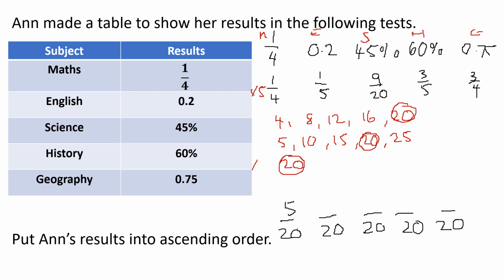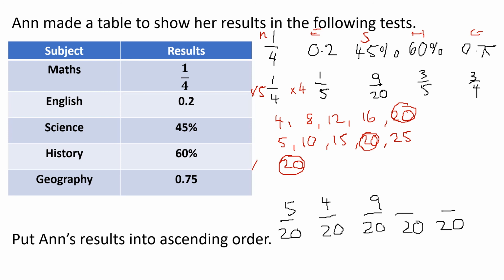So next fraction, we've got 1/5. What have we timesed 5 by to get 20? We've timesed it by 4. So what we do to the bottom, we do to the top. So 4 times 5 gets us 20. So 4 times 1 gets us 4. So the next one, well, it's actually already written over 20, so I don't need to do anything with that one. I can just rewrite it there for you.